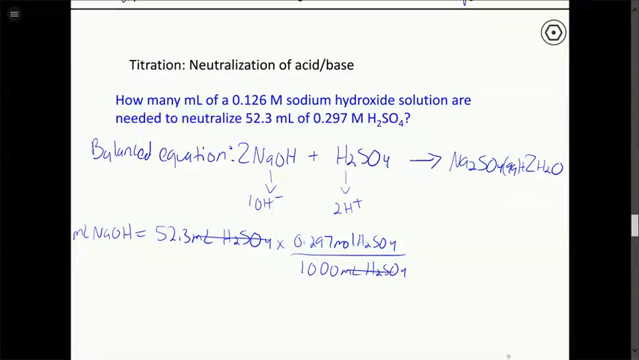We've now calculated the moles of H2SO4, and from the balanced chemical equation, we can then figure out how many moles of NaOH that corresponds to. For every mole of H2SO4, we react 2 moles of NaOH. So there's a coefficient of 2 in front of NaOH, and a coefficient of 1 in front of H2SO4.